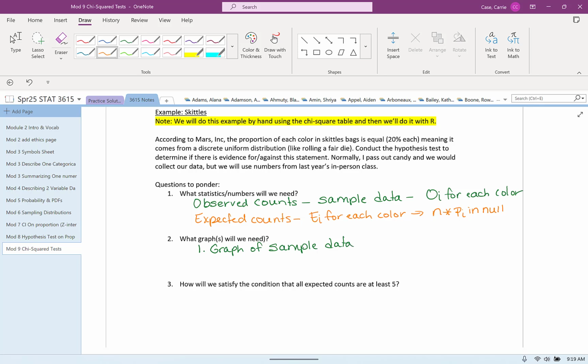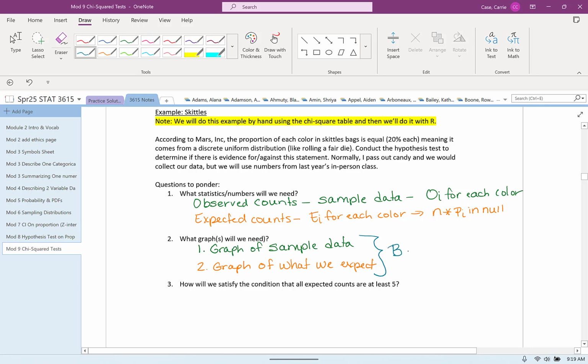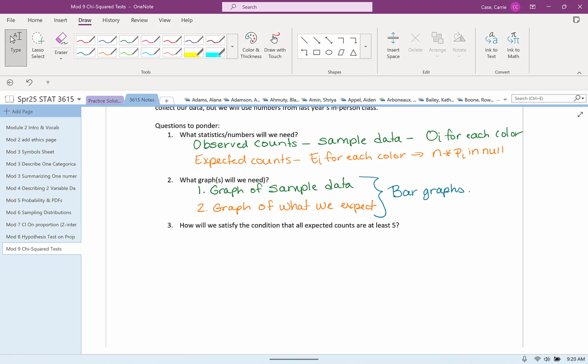And we need a graph of what we expect. And because this is categorical data with multiple levels, these are bar graphs. And then how are we going to satisfy the condition that all the expected counts are at least 5?